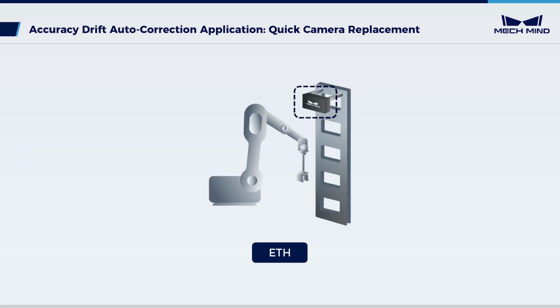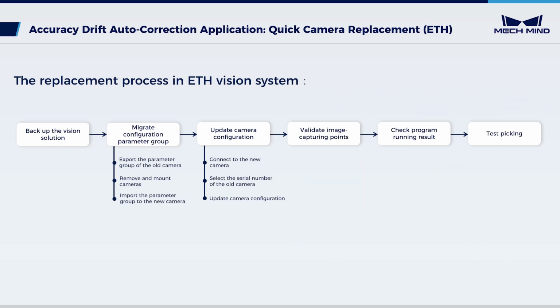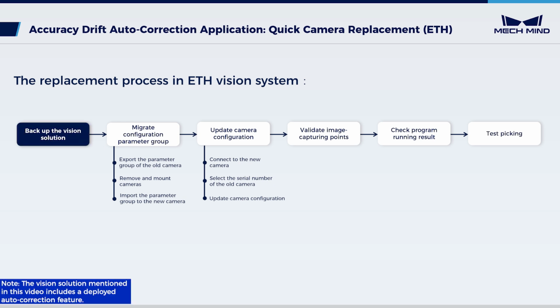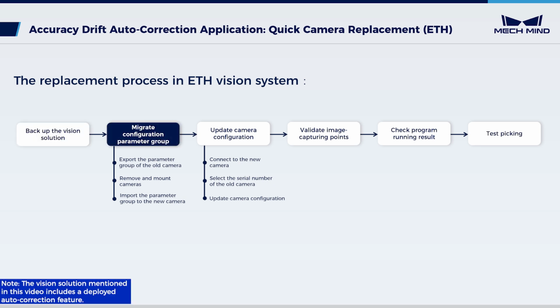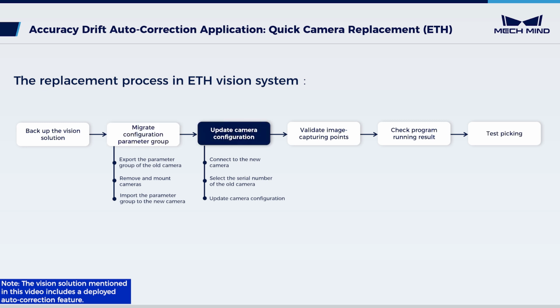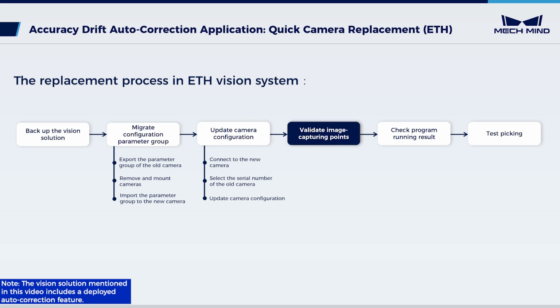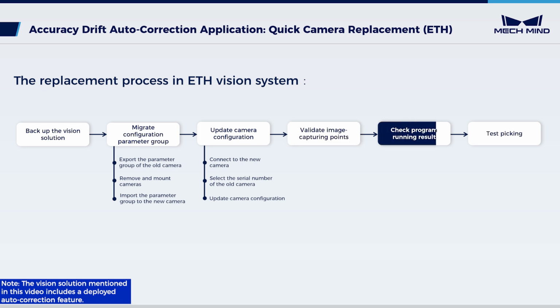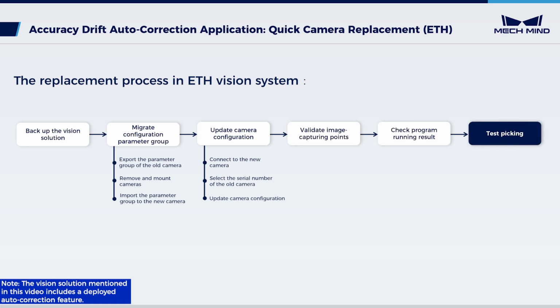Next, the process of quick camera replacement in the EIH scenario will be introduced. The overall process includes: backup the vision solution, migrate configuration parameter group, update camera configuration, validate image capturing points, check program running result, and test picking. Then, get into the specifics.